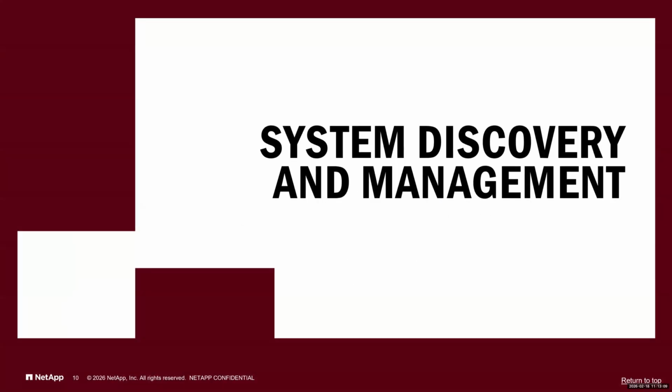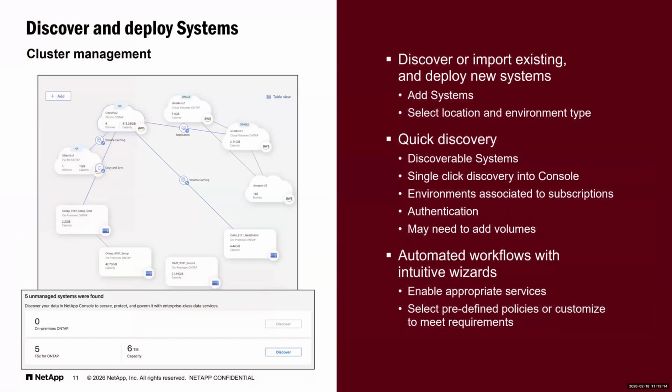In this section, we'll talk about system discovery and management. We'll focus on how NetApp Console simplifies system discovery and deployment. Once you install the console agent, we start by adding systems directly from the console. Here we'll select a location and environment type. NetApp Console supports quick discovery for systems that are already reachable. Discoverable systems can be brought into the console with a single click. It will significantly reduce manual effort.